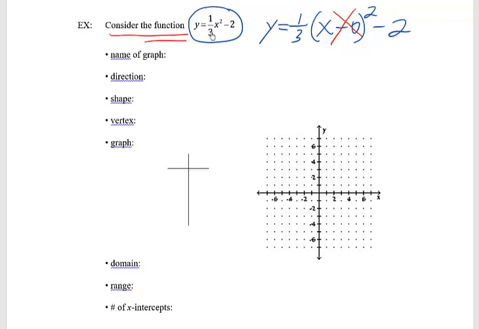So if you see something like that, you might even want to write it in this other way just to help yourself see what's going on. Okay, let's start answering the questions. Obviously, once again, this is a parabola.